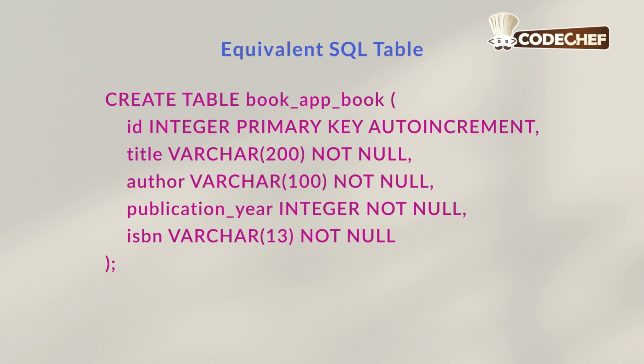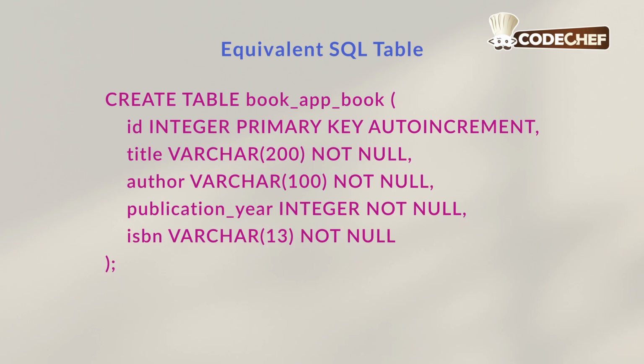So again, notice that in the model that we defined in the class, there was no primary key that we specified explicitly, but Django automatically adds it for you. And these were the other fields that we added: title, author, publication year, and ISBN with their respective data types.